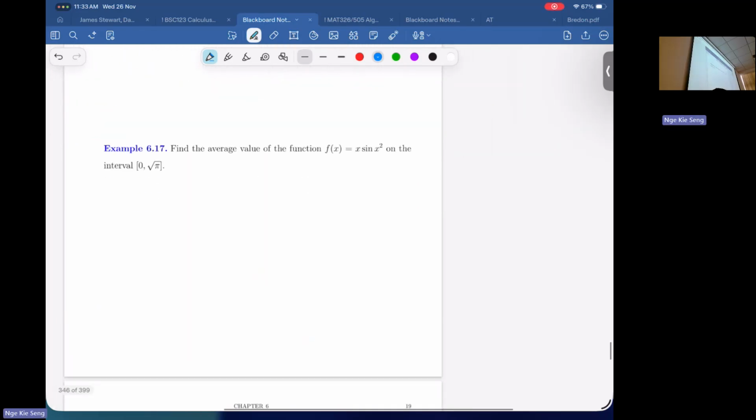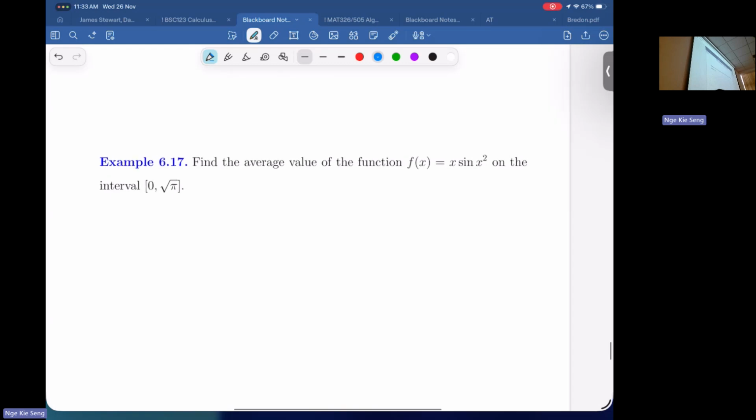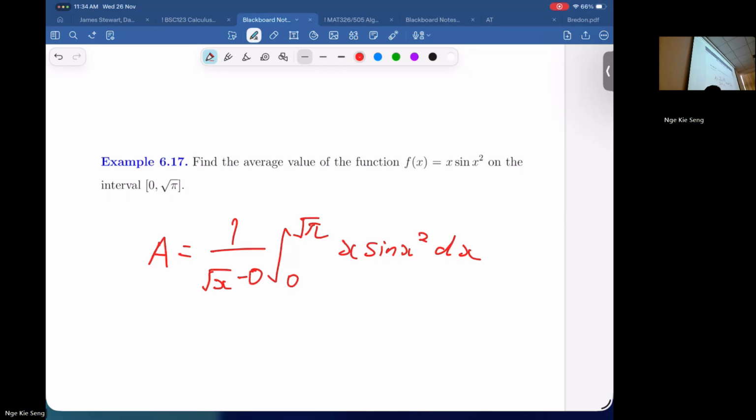Can we skip this? It's just applying this formula here. So to find the average of this function on this interval, what do we do? We sum all the values from 0 to square root of pi of this function, and then we divide by the width of this interval. That's it. Okay. Yeah. Let's skip this.